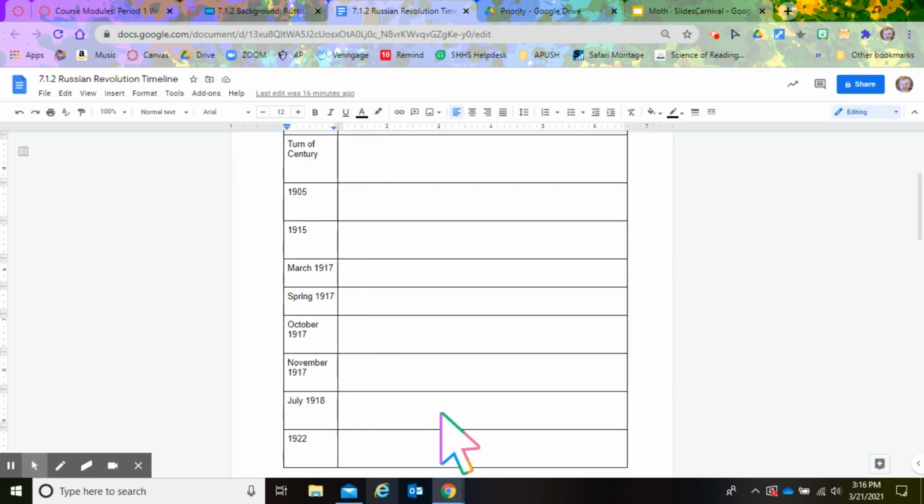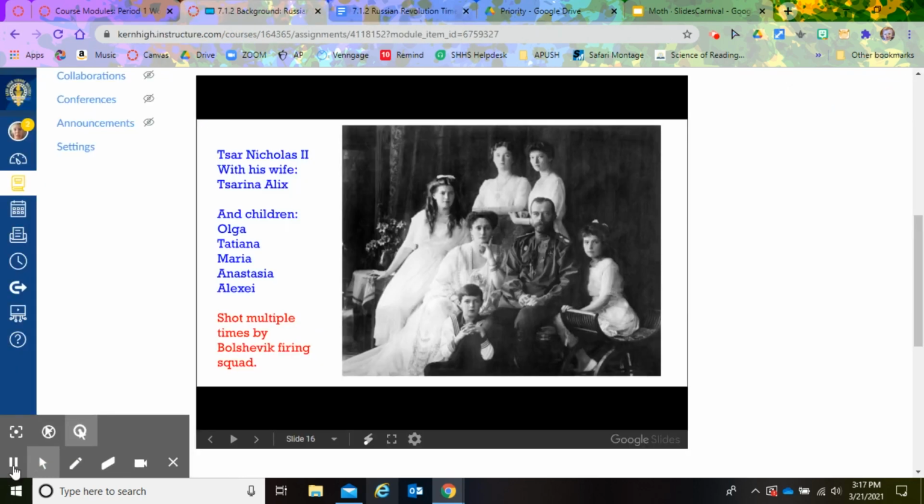Go ahead and pause this video and summarize what was just said. Tsar Nicholas, with his wife, Tsarina Alex, and children Olga, Tatiana, Maria, Anastasia, and Alexei, shot multiple times by a Bolshevik firing squad. Very sad.